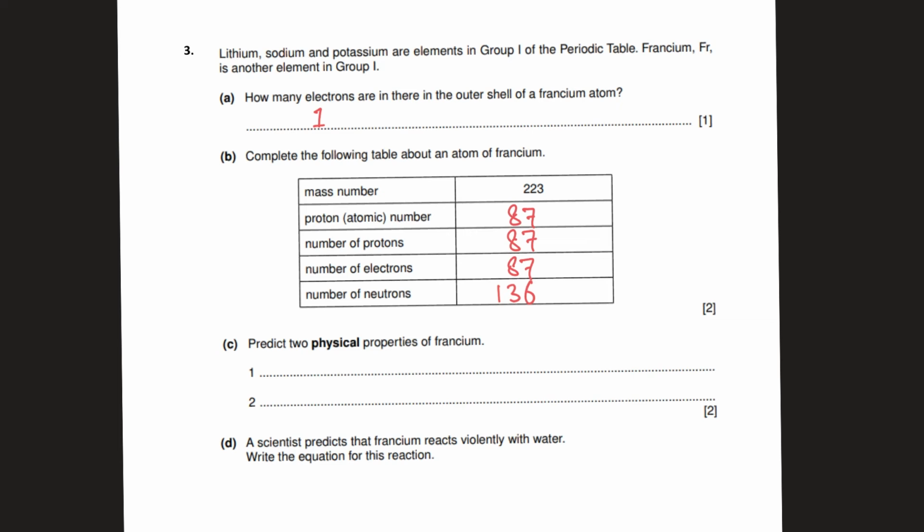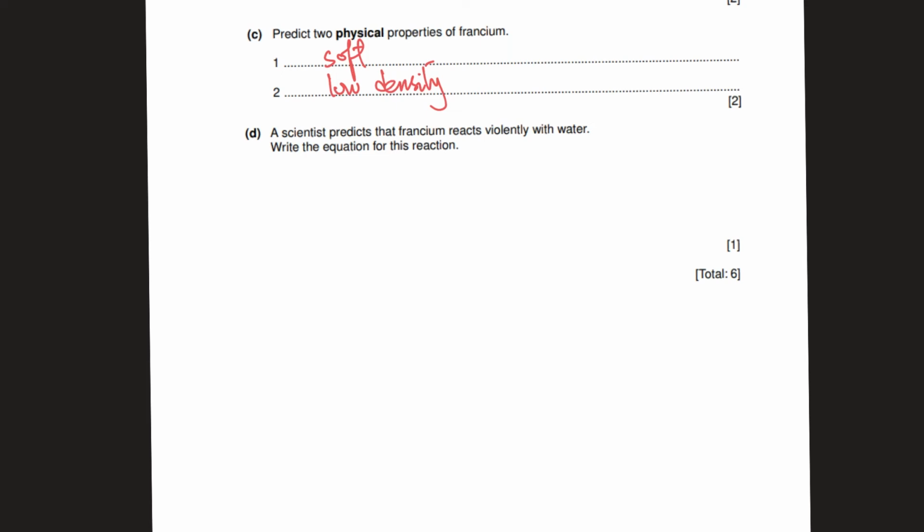Predict 2 physical properties of francium. So remember that this is group 1. So in group 1, these are soft elements and they have low density. They also have low melting points. So you can mention any of these 3. A scientist predicts that francium reacts violently with water.